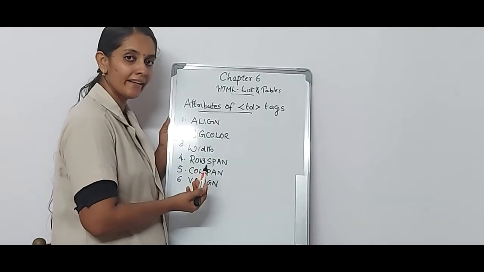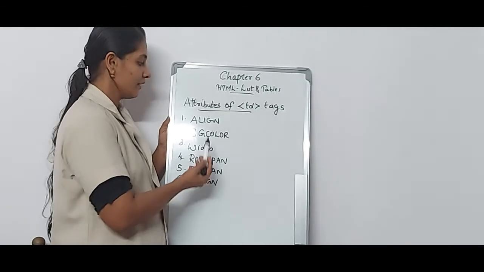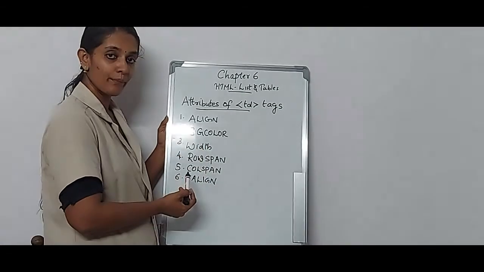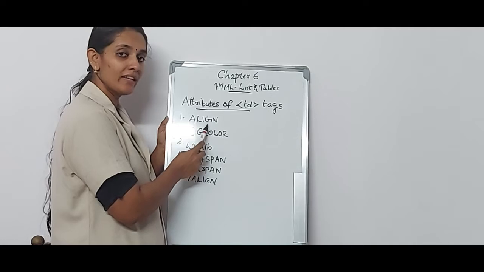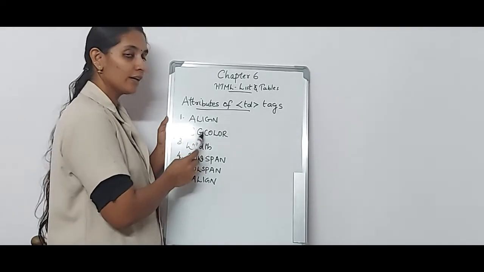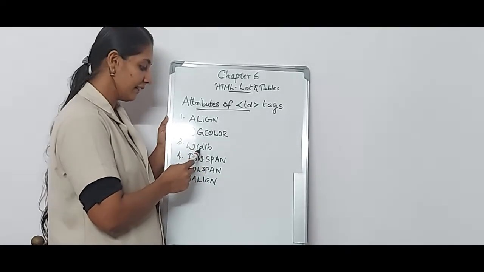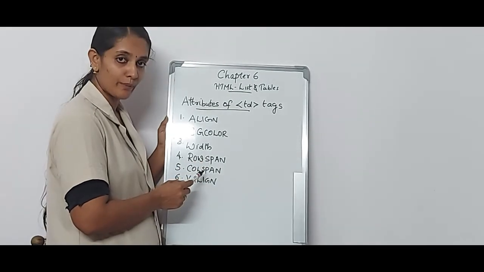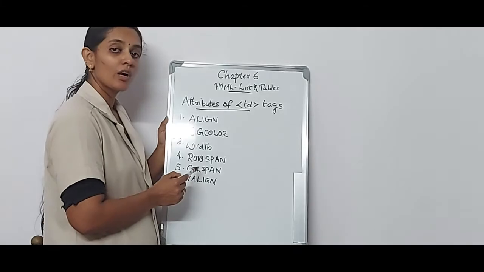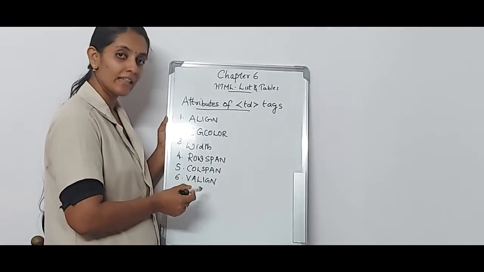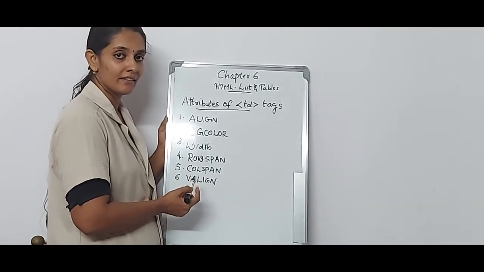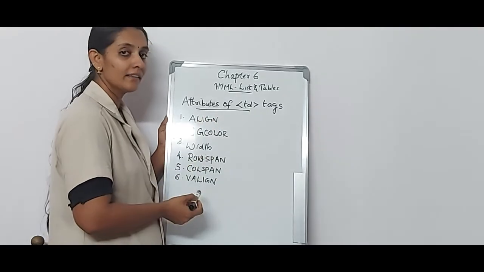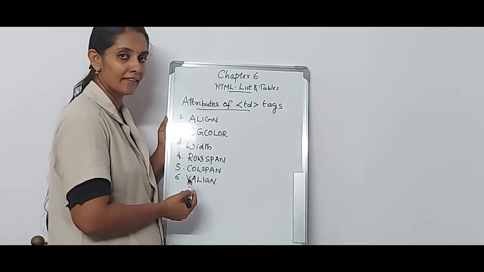Attributes of td tags. These are the attributes of td tag. First one is align attribute. Second one, bgcolor. Third one, width. Fourth one, rowspan. Fifth one, colspan. And the last one is valign. So these are the attributes of td tags.